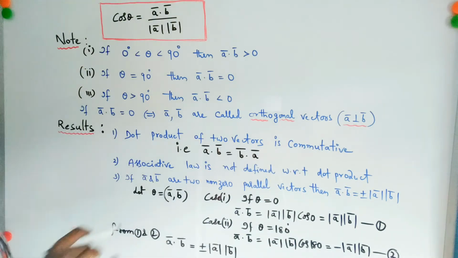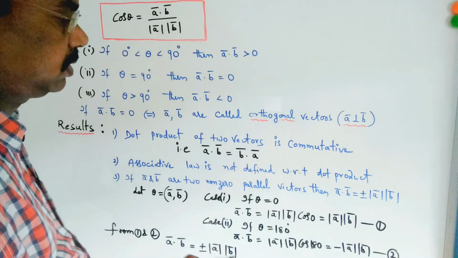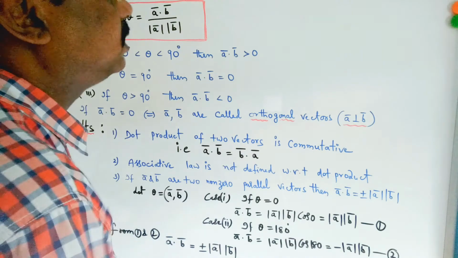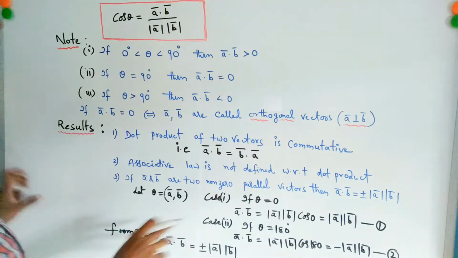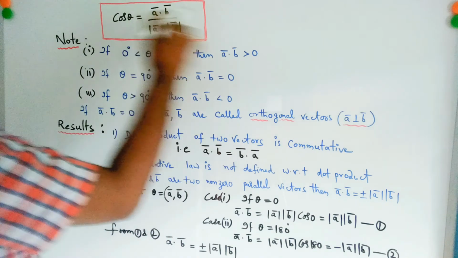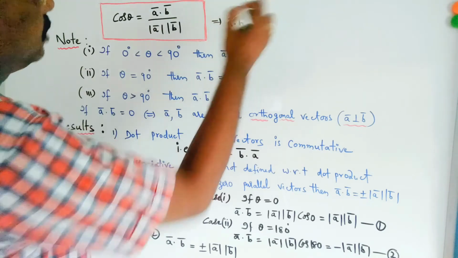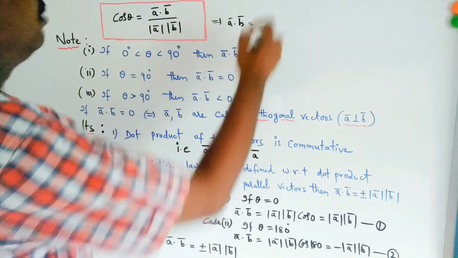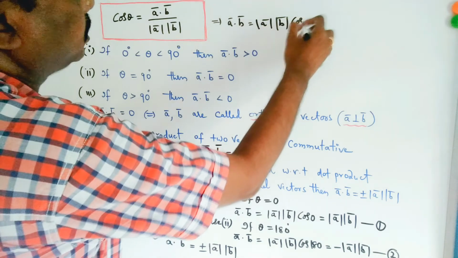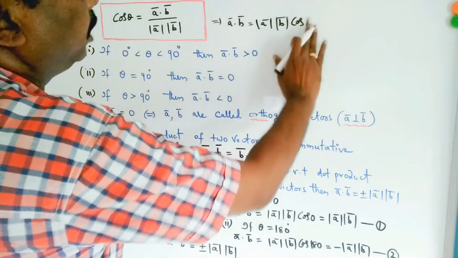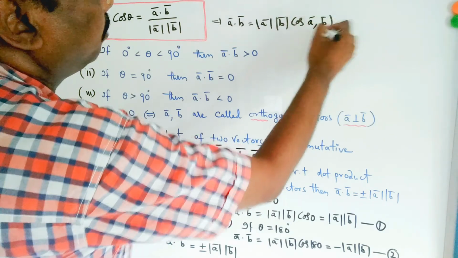Second point, associative law is not defined with respect to dot product. Next, third one, if A bar, B bar are two non-zero parallel vectors, then A dot B is equal to plus or minus mod A bar mod B bar. Now we know that according to the definition of scalar product, A dot B is equal to mod A bar mod B bar cos theta, or cos of the angle between A bar comma B bar.